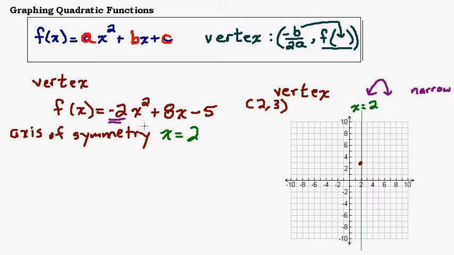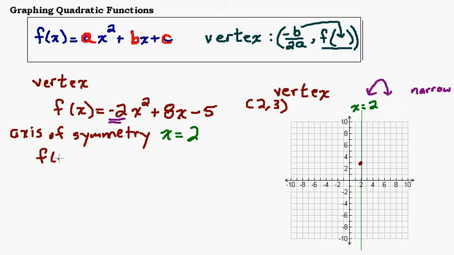So to find points, I'm going to go ahead and plug in some x values that are close to my axis of symmetry, probably 1 unit away and then 2 units away. So 1 unit away would be x equals 1 or x equals 3. Either one of those numbers should produce the same y value. Let's go ahead and do 1. Let's find f of 1.